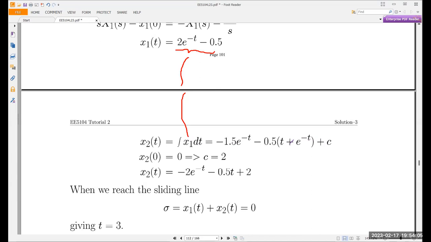Then of course, you just say, at t equal to 0, x2 is 0. So you put 0 here, 0 here, 0 here. You find that c is equal to 2. So x2 looks like that.